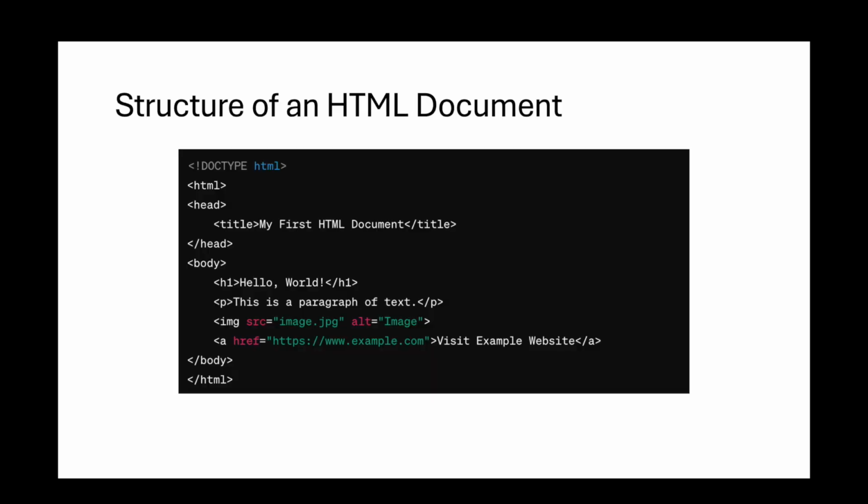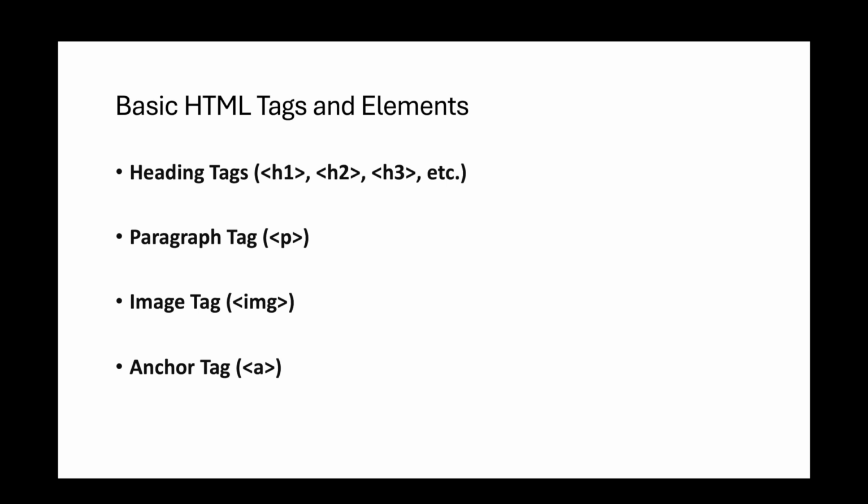Here's an example of a basic HTML document structure. <!DOCTYPE html> <html> <head> <title>My First HTML Document</title> </head> <body> <h1>Hello World</h1> <p>This is a paragraph of text.</p> <img src="image.jpg" alt="image"> <a href="https://www.example.com">Visit example website</a> </body> </html>.